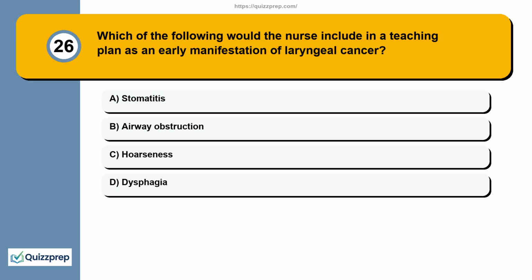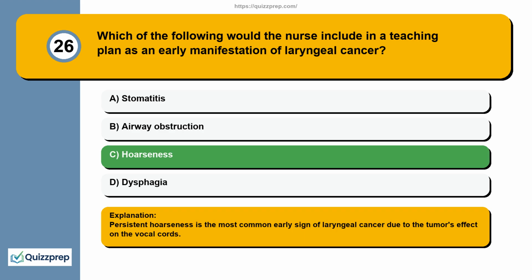Question 26. Which of the following would the nurse include in a teaching plan as an early manifestation of laryngeal cancer? Stomatitis, airway obstruction, hoarseness, dysphagia. Persistent hoarseness is the most common early sign of laryngeal cancer due to the tumor's effect on the vocal cords.